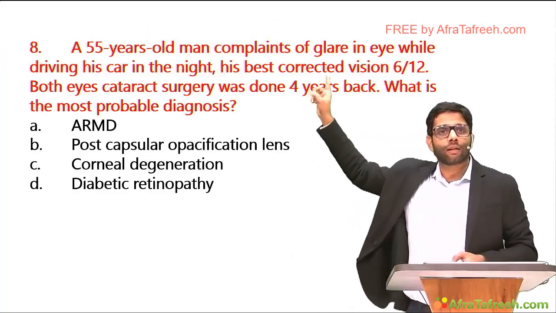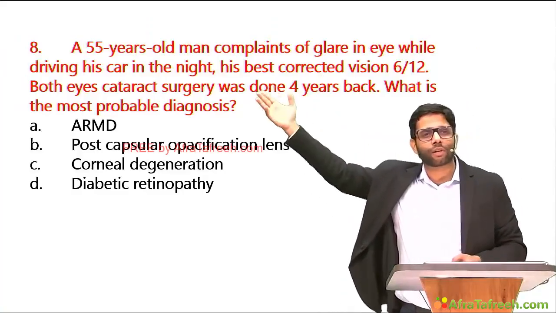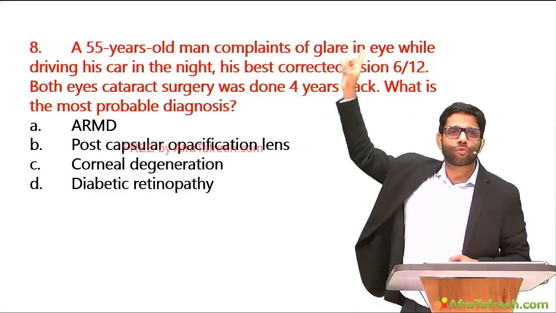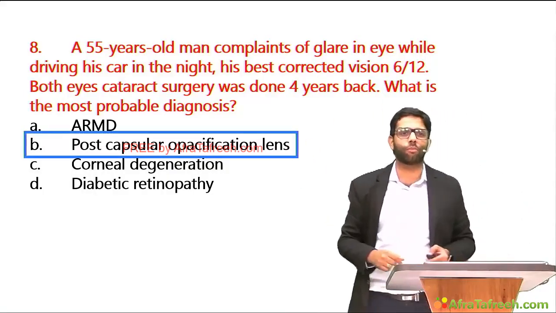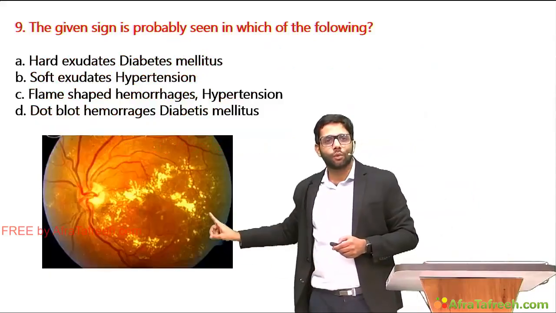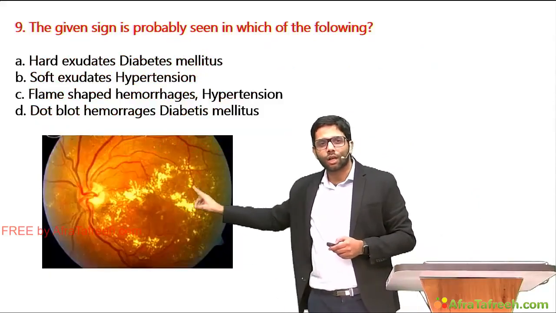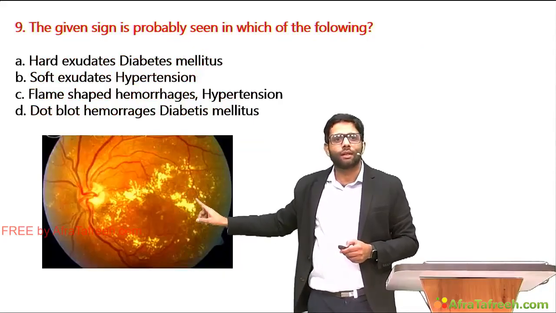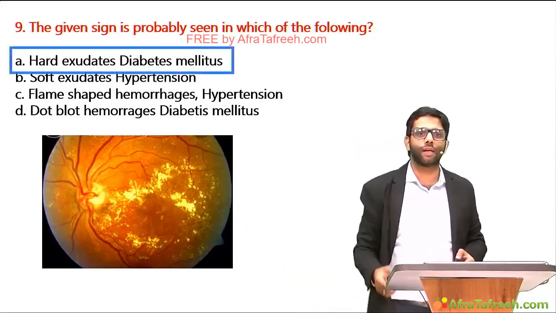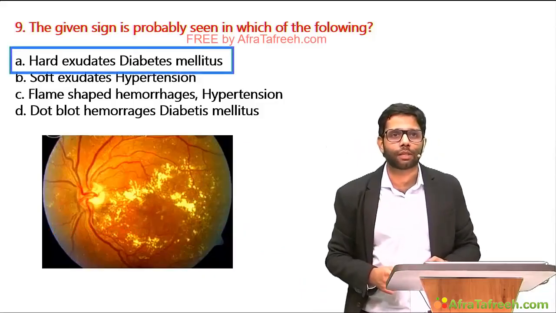55-year-old man, glare after cataract surgery, difficulty driving in light, cataract surgery 4 years back, posterior capsular opacification after cataract. Most common complication of cataract surgery. What are these? Drusen, hard exudates or soft? Not soft, these are not cotton wool spots. Drusen is not an option. Hard exudates, outer plexiform layer, diabetes mellitus.